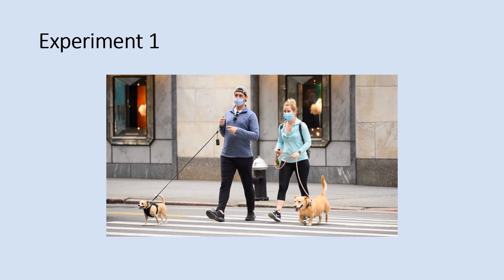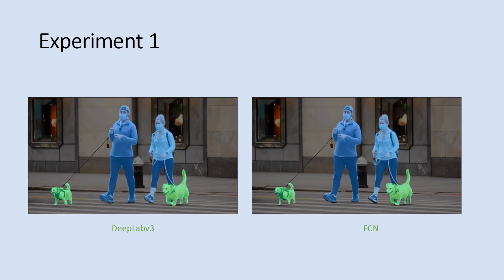Now we are going to show some experiments using DeepLab and FCN in Python. The first experiment considered this simple image with 2 people and 2 dogs, and now we can see the results given by these two models. We can say that there is a great accuracy in the detection of people and animals, and also we can say that the performance in both cases is similar.